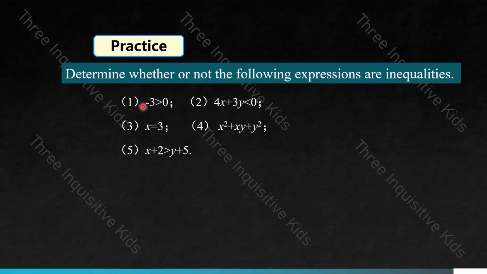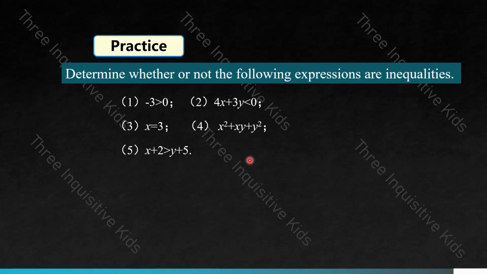Let's look at this first one right here. -3 is greater than 0. Well, is -3 greater than 0? It's not. It's just not true, which means that this first one is not an inequality. The second one, 4x plus 3y is less than 0. This is an inequality. On one side, it has an expression, and on the other side, it has an expression.